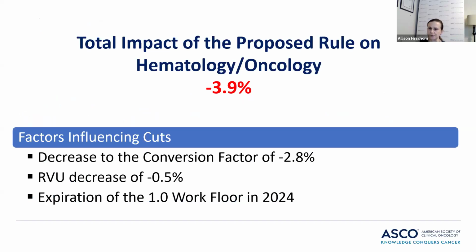The factors influencing the cuts are as follows. First, a decrease to the conversion factor of negative 2.8%. Secondly, an estimated RVU decrease of negative 0.5% for hematology oncology. And then lastly, the 1.0 work floor is set to expire on December 31st, 2024.